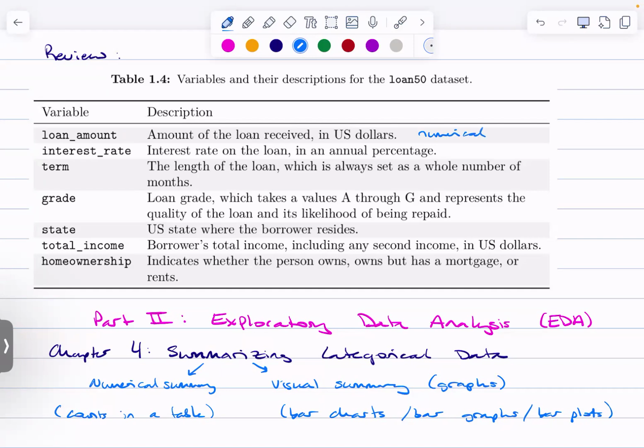We'll save that for chapter 5. The interest rate in an annual percentage, I'm going to go ahead and say is also a numerical variable. If you're waffling, because there will only be a set number of interest rates, then you want to argue, does it make sense to talk about the average interest rate? And to me, it does. And so I'm going to lump it with numerical as well.